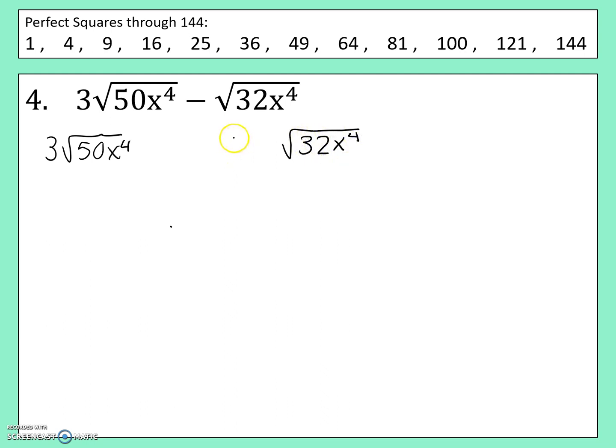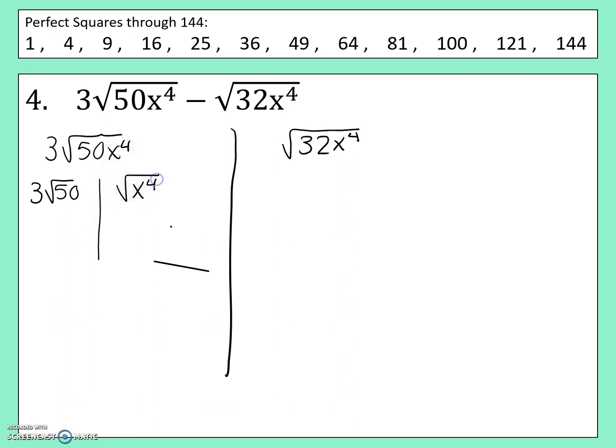And then we're almost going to do it like it's 2 separate problems. So let's take the numbers here, 3√50, and do that separately from x to the 4th like we normally would. Okay, the 3 stays, √50 becomes 25 and 2 if you look to split it up. And then this becomes 3 times 5√2, 15√2. Okay?